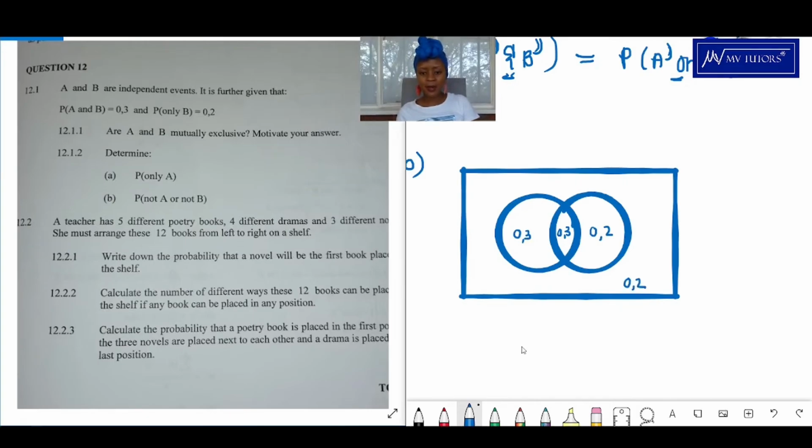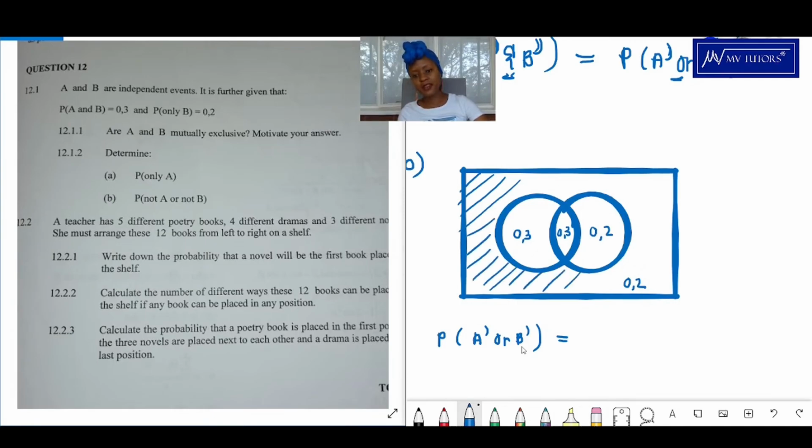If they say the probability of not A or not B, like I said, now that's pretty much the area outside. Okay, everything outside. All right, and everything outside is 0.2.